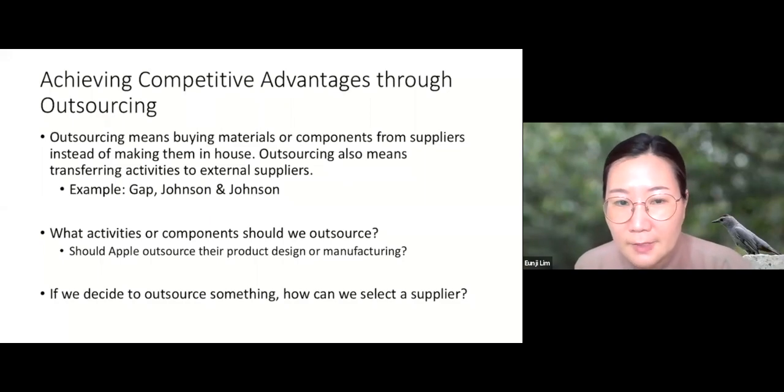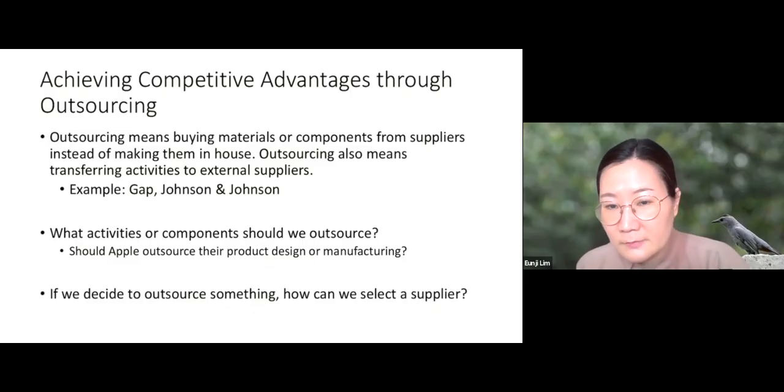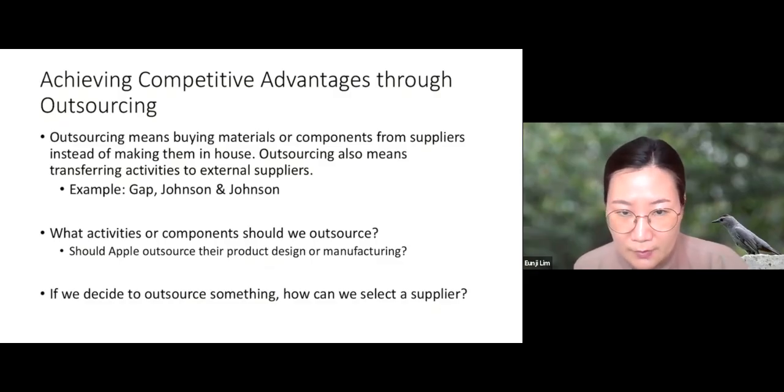Hello, everyone. Today, we're going to talk about chapter 2, part C. In this part, we're going to talk about how to achieve competitive advantages through outsourcing. So what do we mean by outsourcing?